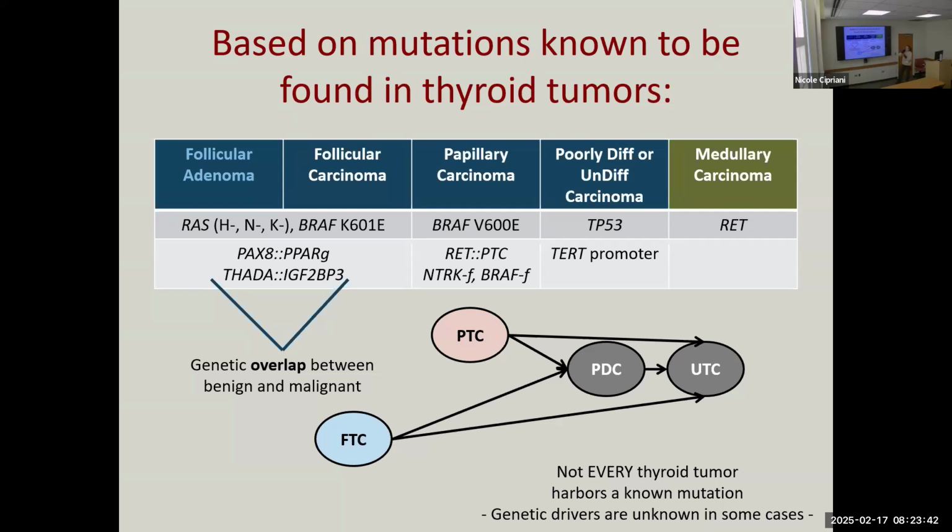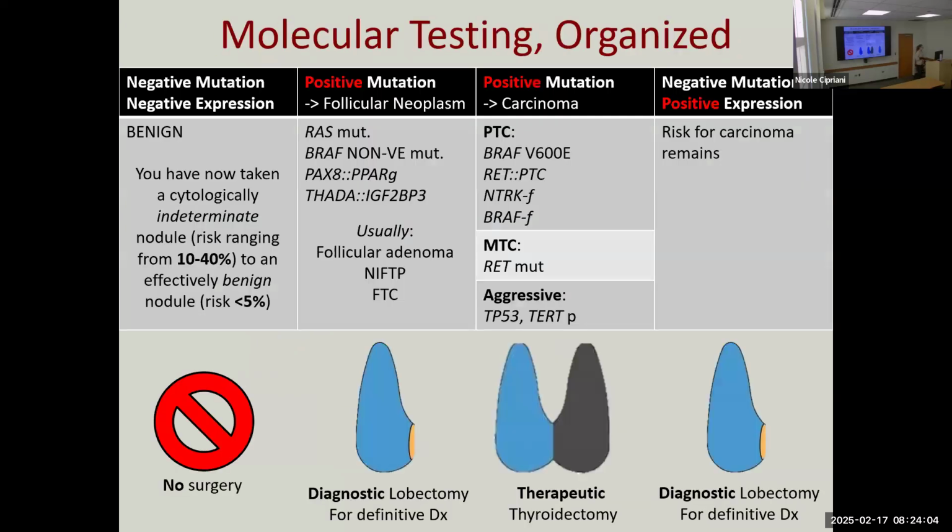So depending on what you see, you know whether you're dealing with a follicular neoplasm or a cancer. But some cancers don't have genetic drivers, and so we can't know what's going on based on the molecular, but the vast majority of drivers of thyroid neoplasms are now increasingly being understood. So back to that molecular testing, if you have a negative mutation profile and a negative gene expression profile, again, you're basically likely to be benign and you do not need surgery.